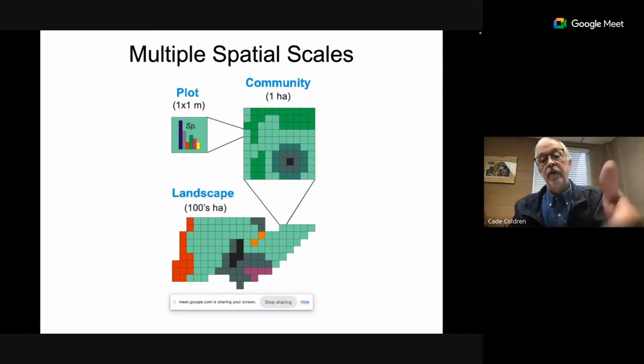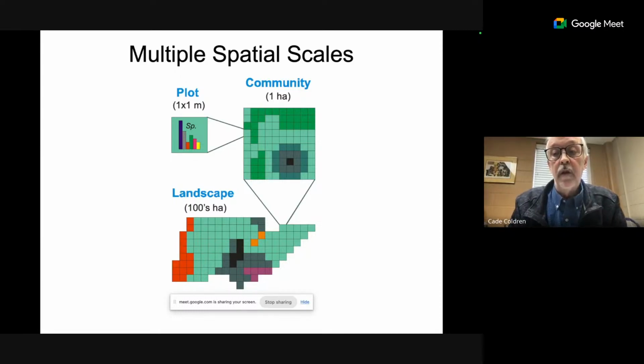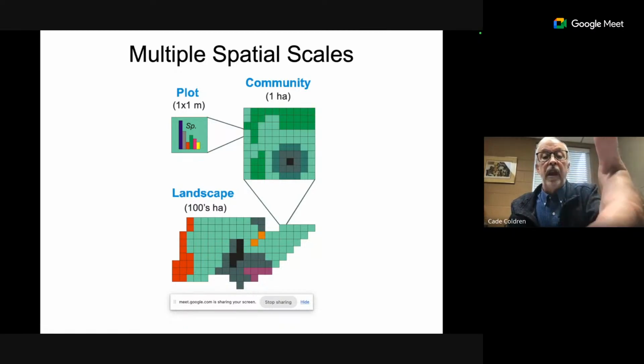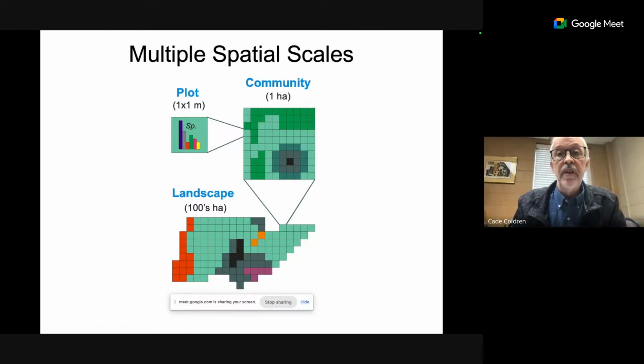For example, that little circular area down in the lower right with the black center could be a depression. So you have a little more water there, and those plants would have a slightly higher biomass than the same plants adjacent, where it doesn't have that extra moisture. And then, of course, the plant species and communities are aggregated into whatever the landscape is.